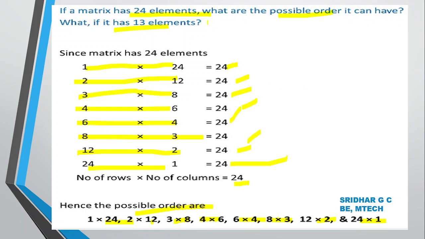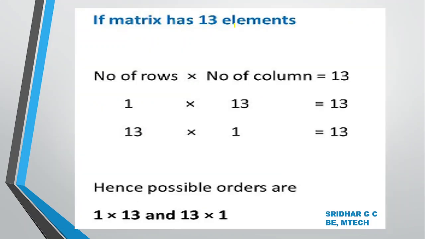If it has 13 elements, what should we do? 13 is not a multiple of any other number, it is a multiple of only 1 and itself, because it is a prime number. So 1 into 13 and 13 into 1. There will be only two possible orders, 1 cross 13 and 13 cross 1. If they ask us to write the order of the matrix, you should know the number of rows and the number of columns.